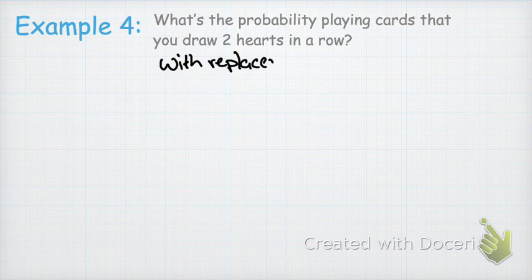So I'm going to start by thinking about with replacement, which means we get a card, we take a look at it, and maybe we use it and we put it back, and then we get another card, and it's possible that maybe we get that card again. I'm going to do that just because it's easier math, but then we'll look at what happens without replacement.